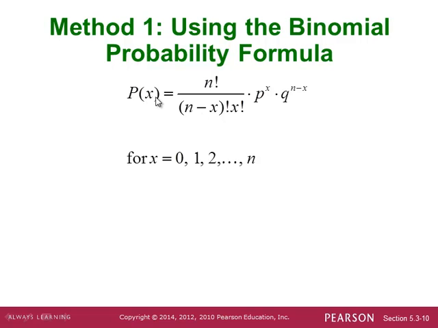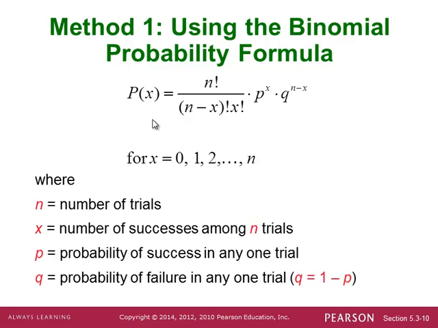And this distribution is going to be for x being between 0 and n. That's going to be the range of values for x, in other words, the domain of this probability function. Okay, so here's the formula. Here's what each of those letters mean.